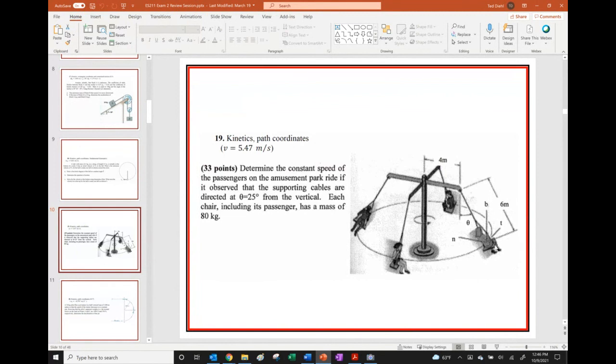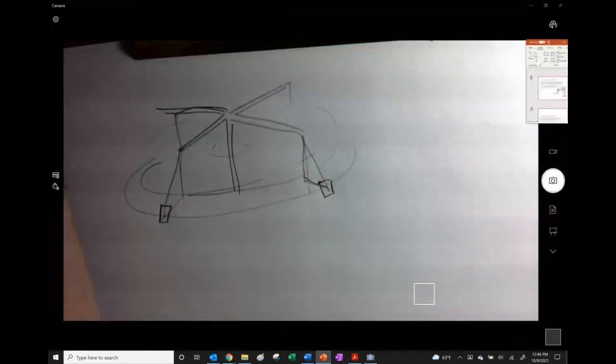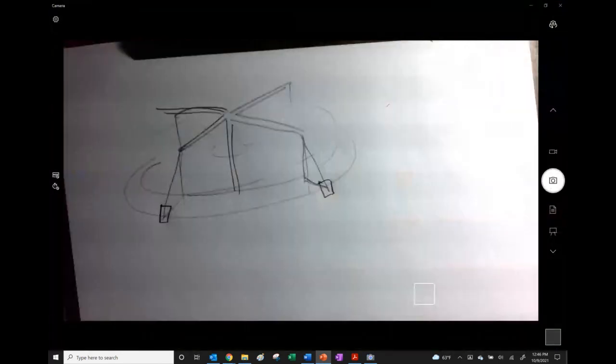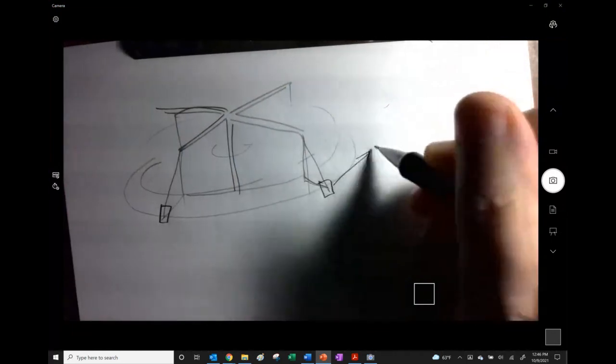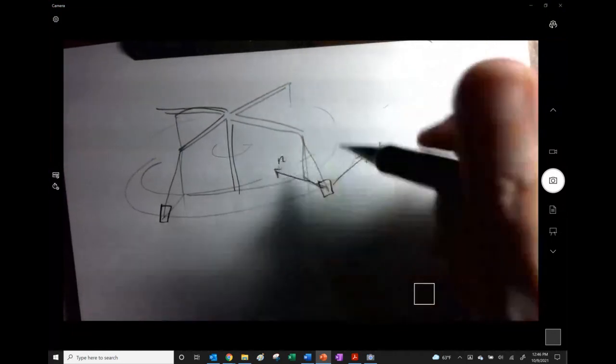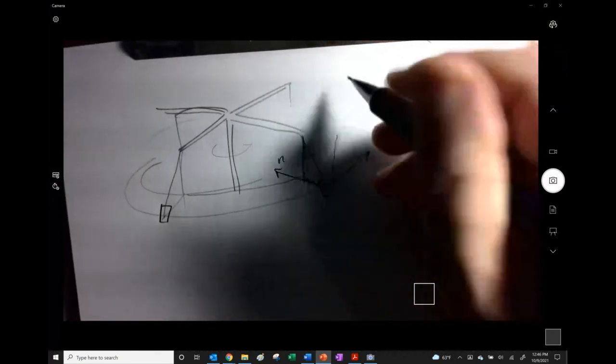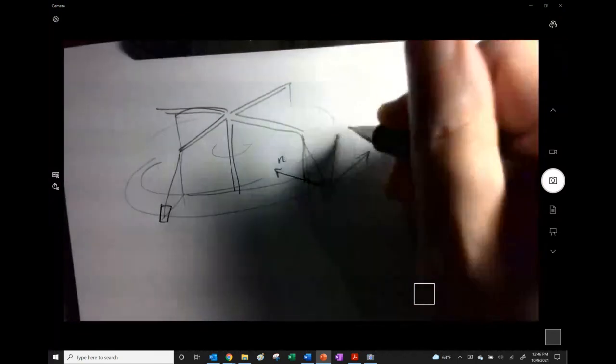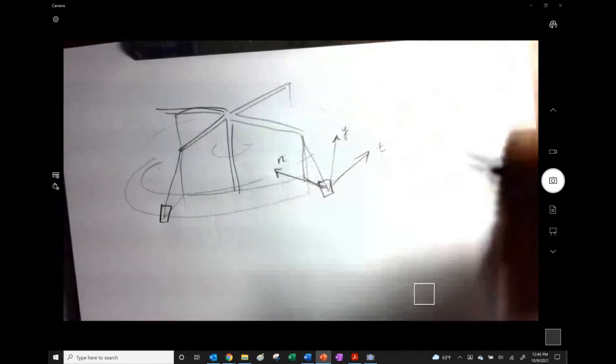But you can see that the tangential is going tangent to the path that they're traveling, and the normal is going to the inside. So that's a clue that the problem author tried to give us: the tangent is in that direction, the normal is in that direction, and then the vertical would be here. And they decided to call it B for some silly reason. I'd call it Y.